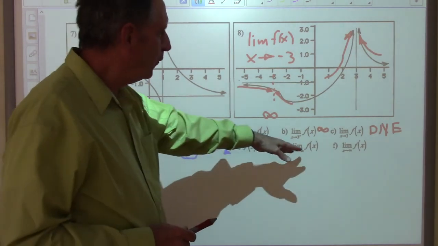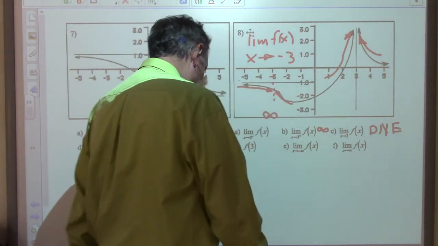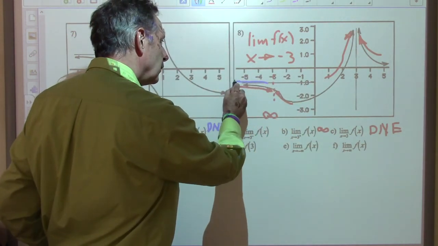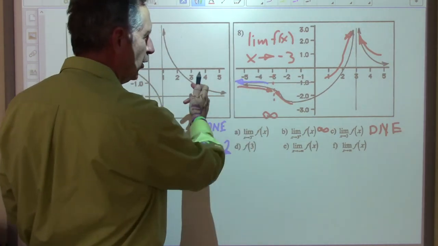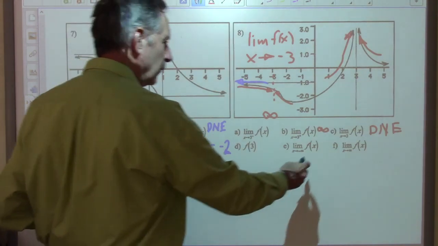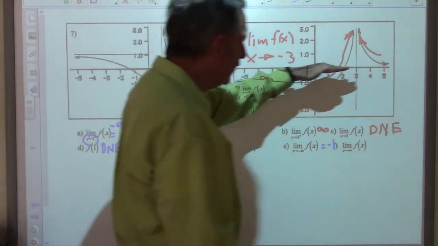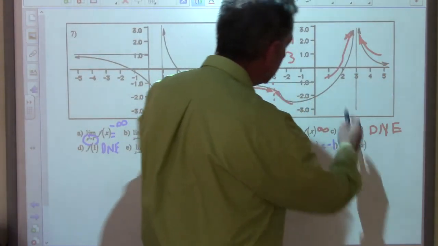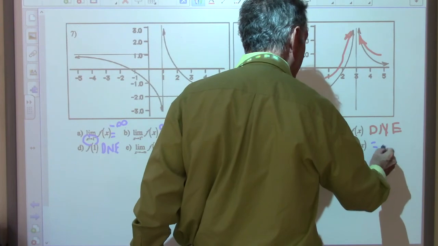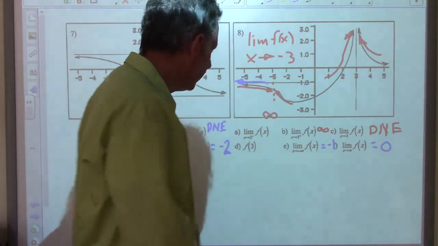And now the limit as x approaches negative infinity. Instead of going toward a number like this, we're going like this. What number is being approached as we go this way? That looks like negative 1 to me, about that. So negative 1. And then the limit as x approaches infinity looks like it's probably 0. I can't tell exactly, but that looks like 0 is probably the best. And then f of 3 does not exist.